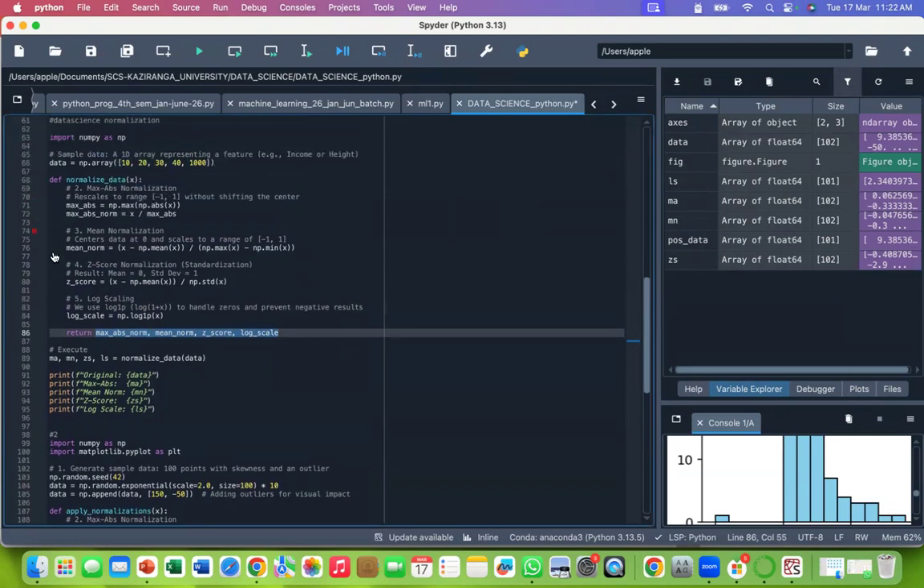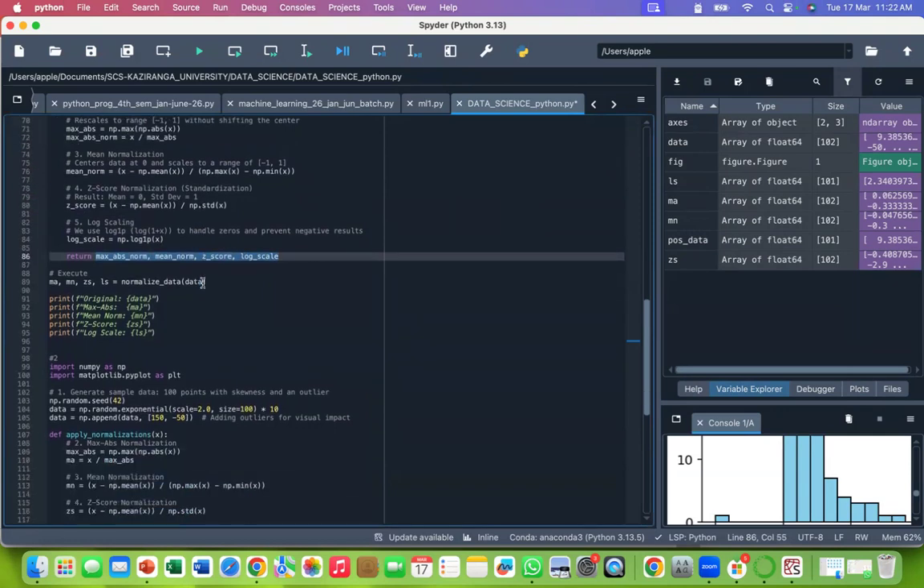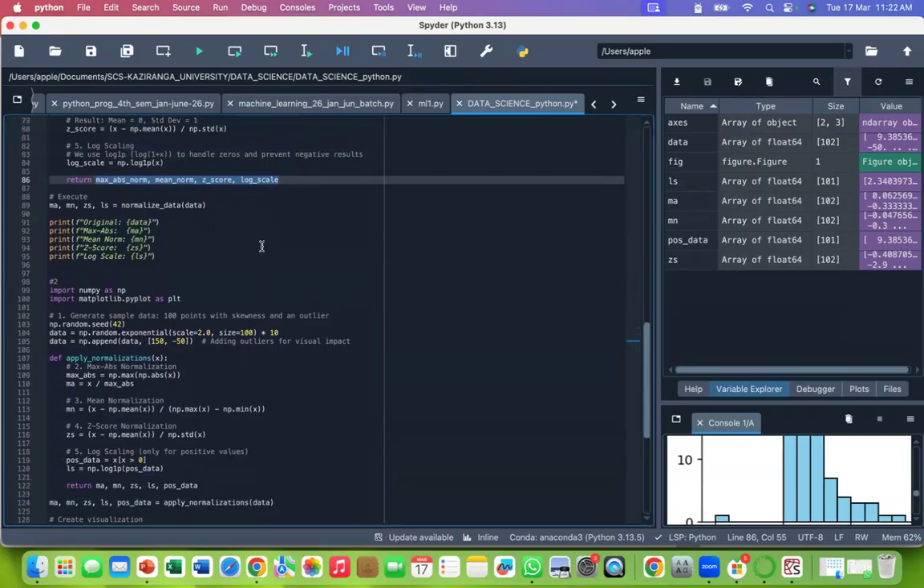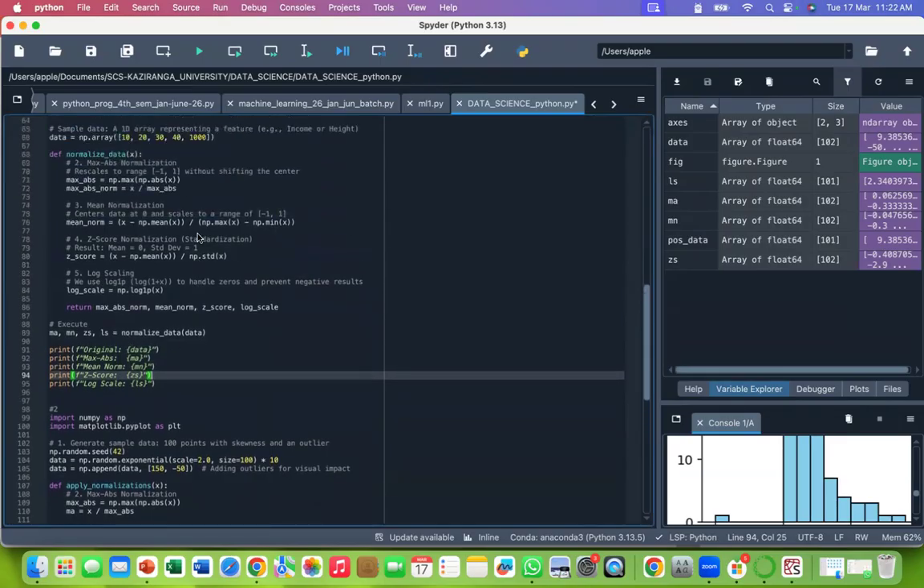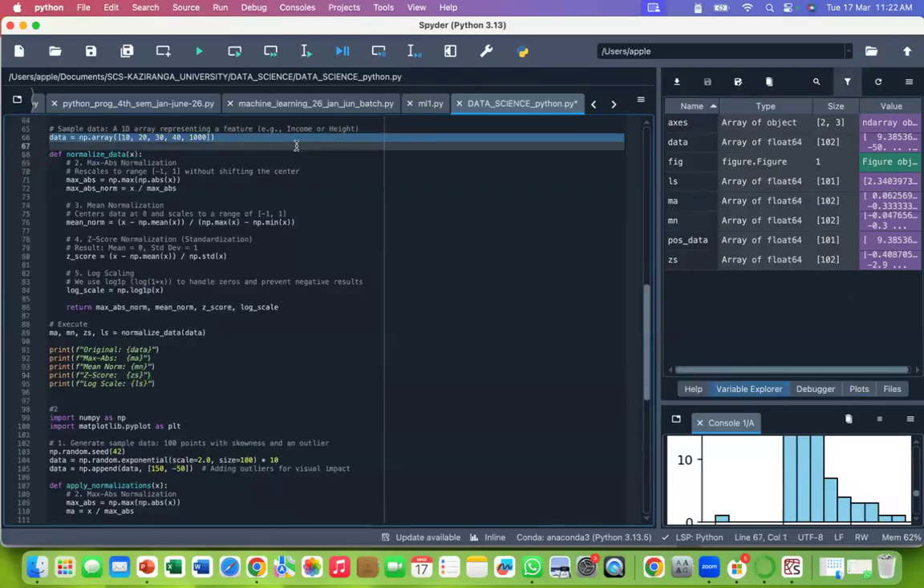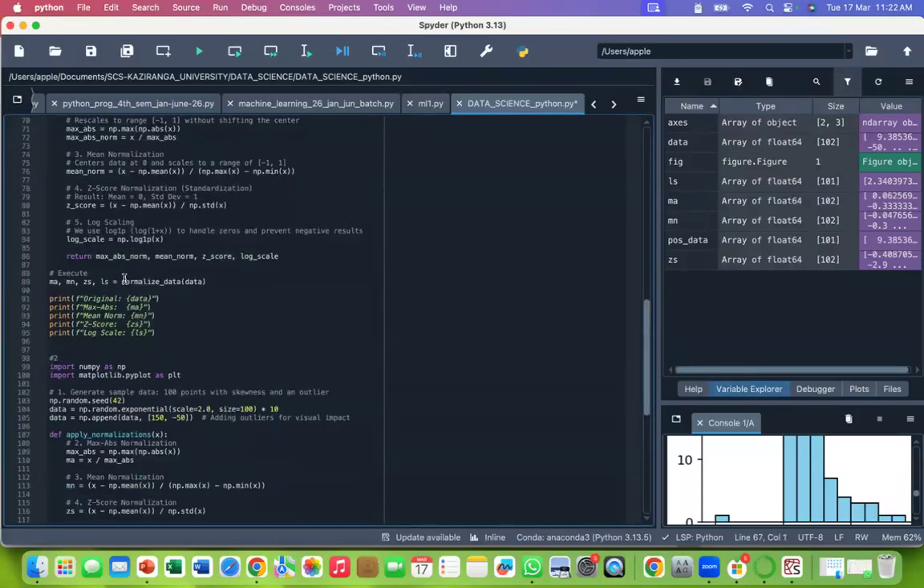So all the normalization techniques are included. Min-max, though, you already know. Okay, and then we are just printing the values, but first calling the function normalize_data we have already defined here. This is the data, right? Whatever values come will be max abs norm, mean norm, Z-score, log scale, and they have been assigned to MA, MN, ZS, LS respectively.